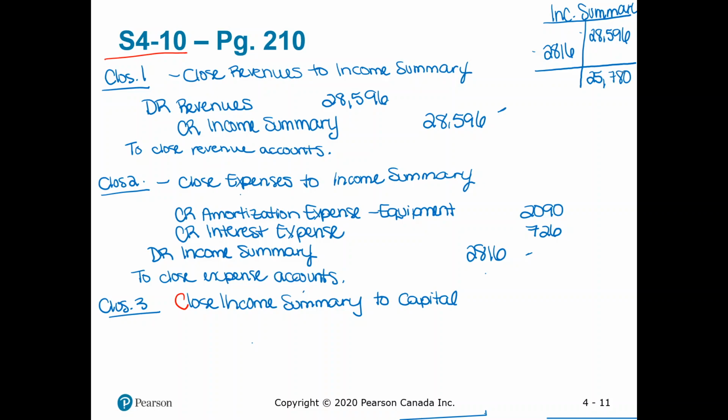So income summary is temporary. We need to get it down to 0. So we're going to debit the income summary account here.